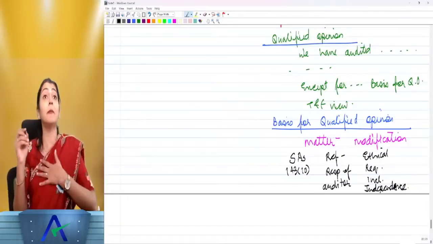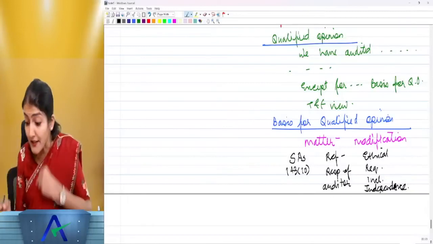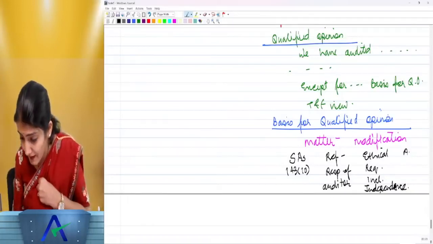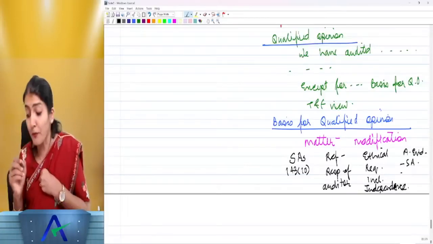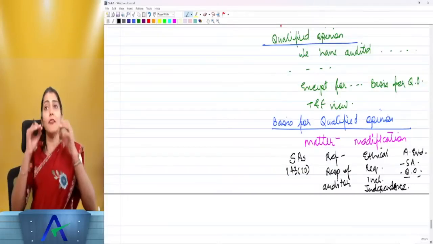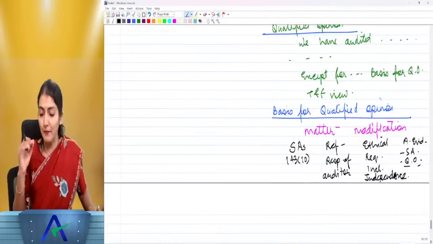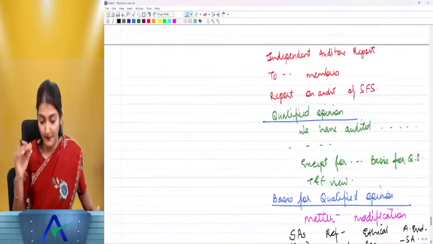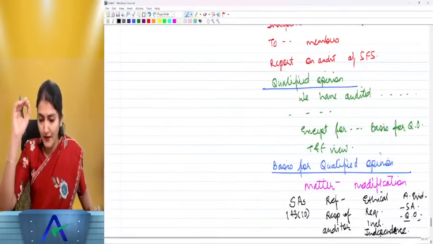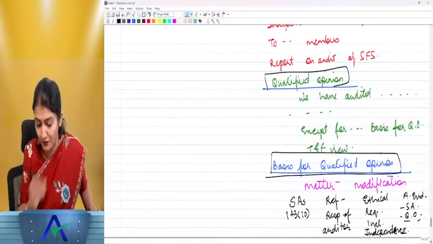And the last one, we believe, what does the auditor say? We believe that the audit evidence we have obtained is sufficient and appropriate to provide a basis for our qualified opinion. So: title, addressee, opinion, the qualified opinion, basis for qualified opinion.